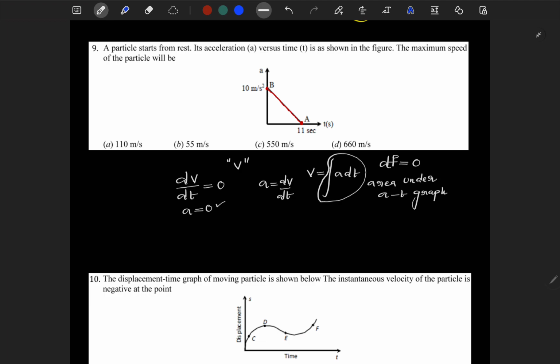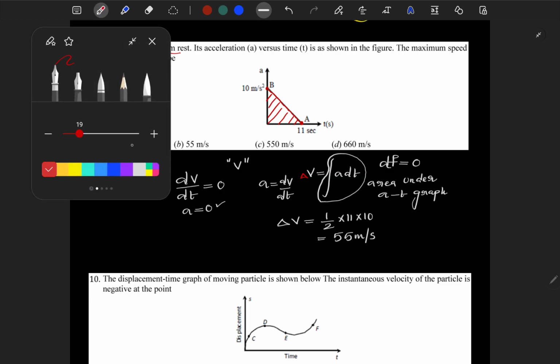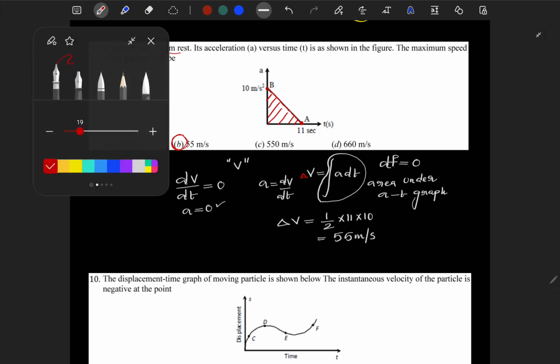So if you find the area of this graph, that's the maximum speed of the particle, because it is starting from rest. You can be very precise by writing delta v here, but it still works because it is starting from rest. The area of that figure is very simple. Delta v is equal to half times base 11 times height 10. So this is 55 meters per second, the maximum speed of the particle, which is option B. Right.